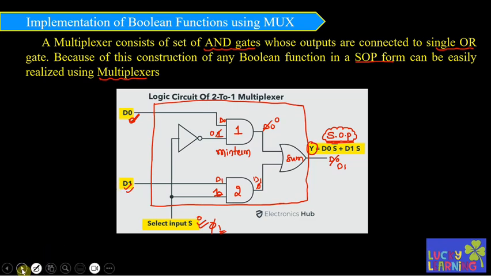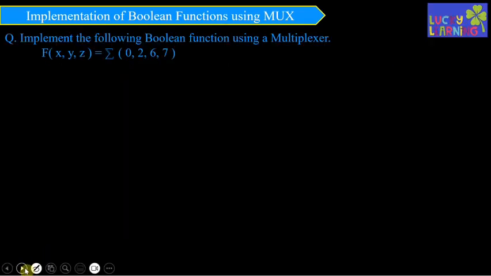Here, how will you get questions? This is one of the questions. And what does this question say? Implement the following Boolean function using multiplexers. What is the function? f of x, y, z equals sigma 0, 2, 6, 7 is given. 0, 2, 6, 7 are minterms.